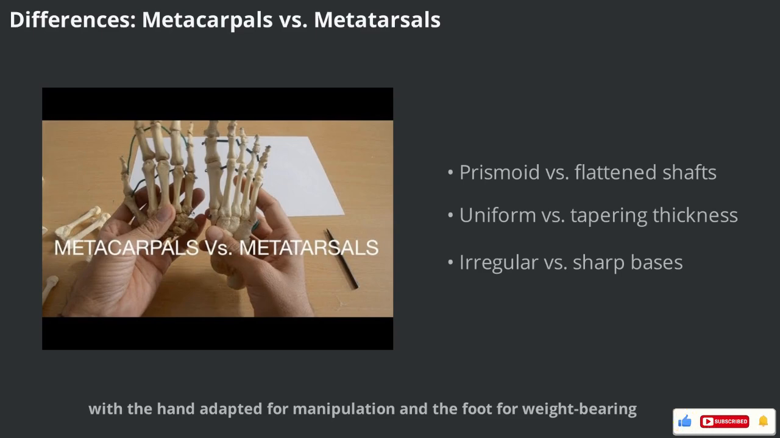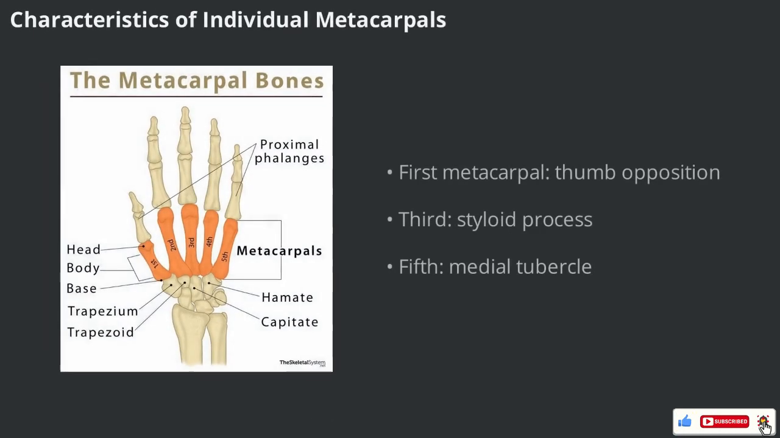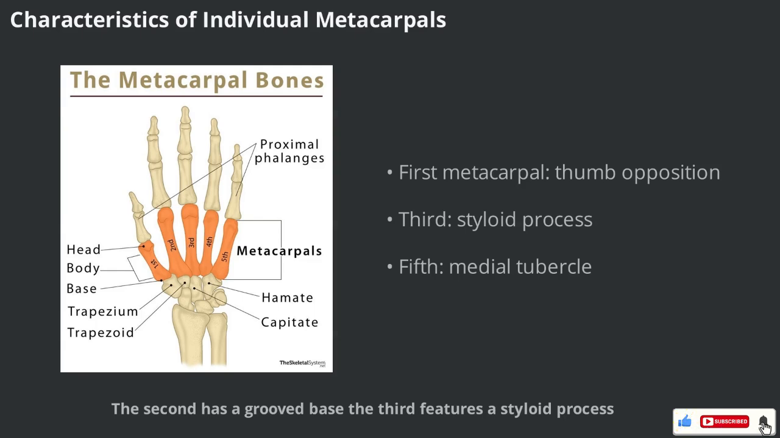The first metacarpal is the shortest and stoutest, with a unique orientation allowing thumb opposition. The second has a grooved base, the third features a styloid process, the fourth has 2 lateral facets, and the fifth has a tubercle on its medial base. These features are important for identifying each bone and understanding their roles in hand movement.